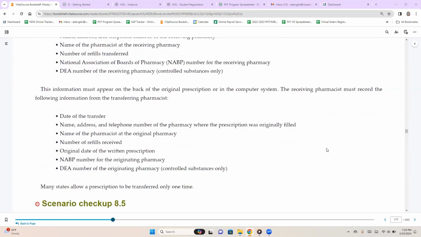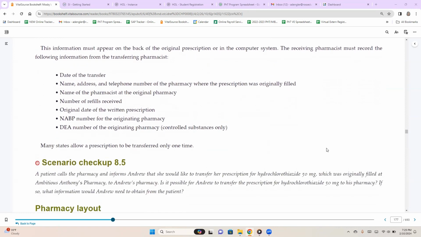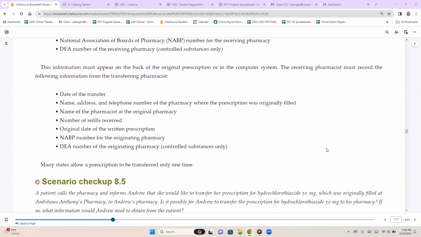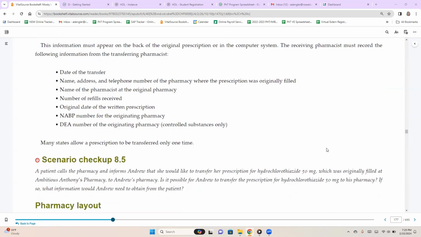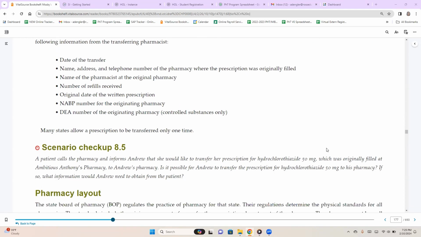This information must appear on the back of the original prescription on the computer system. Date of the transfer, name, address, and telephone number where the prescription was originally filled, name of the pharmacist at the original pharmacy, number of refills transferred, original date of the written prescription, NABP number for the originating pharmacy, and of course, if it's a controlled substance, the DEA number of the originating pharmacy.